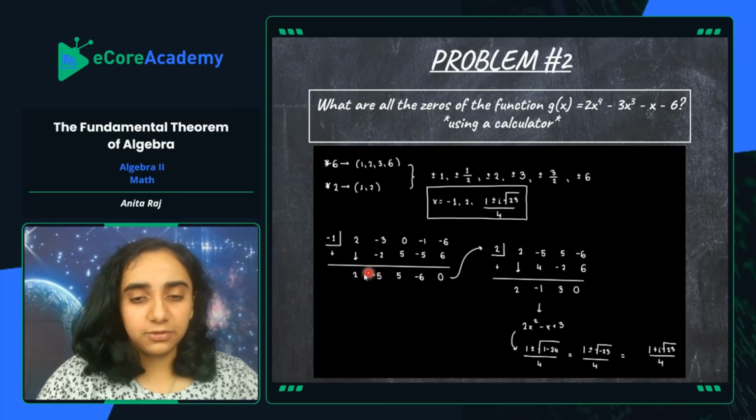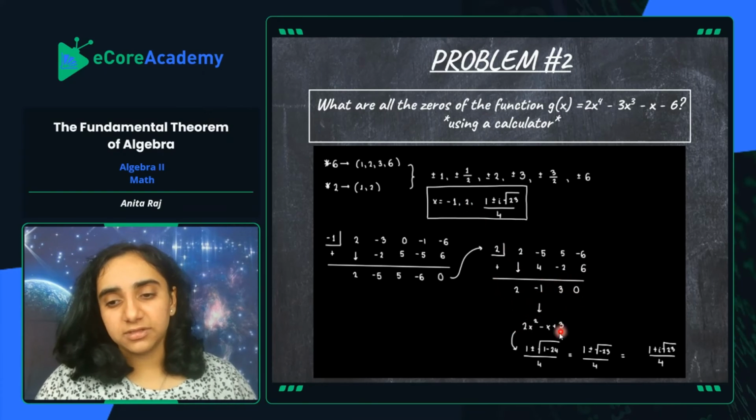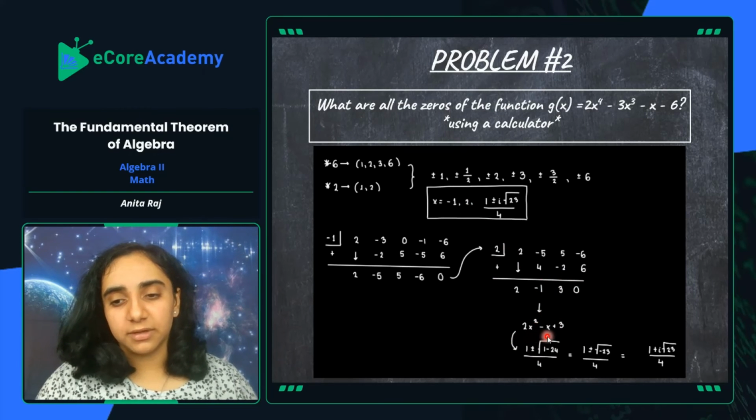If you do the polynomial division, you'll get this quotient right here, and then you're going to take this quotient and divide 2 into it, because x equals 2 was another solution. And then you'll end up with 2, -1, 3, and 0 as your remaining numbers. If you write this in normal polynomial form, you'll get a quadratic 2x squared minus x plus 3.